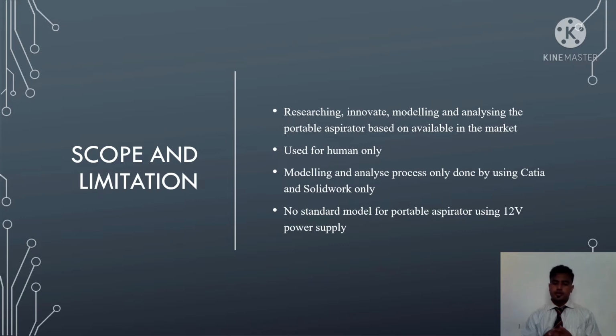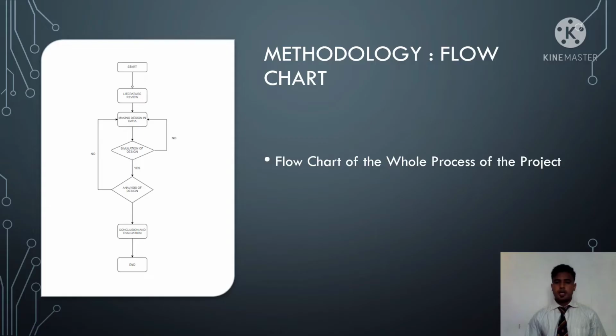Modeling and analysis will only be done using CATIA and SolidWorks. Lastly, further research shows that there is no standard model for a portable aspirator using a 12-volt power supply. In the methodology section, we have two types of chart, which are the flow chart and the morphological chart.